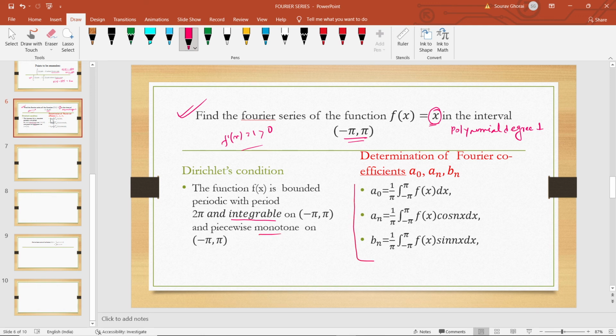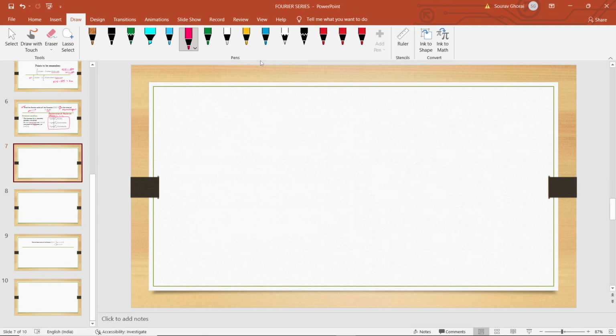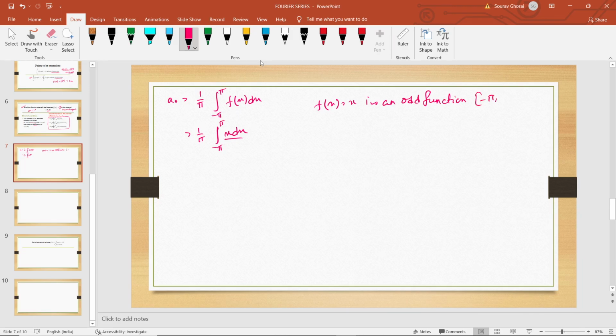So now here we can use this formula to find the Fourier series of the function f of x is equal to x. So now let's see how we can find it. See here that a0 is equal to 1 by pi integration over minus pi to pi f of x dx. So here 1 by pi minus pi to pi x dx. So now just check, here f of x is equal to x is an odd function in the interval minus pi to pi. So here we will get the value is 0.